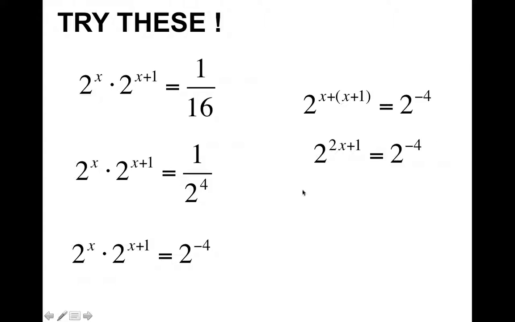Now I have that situation where I have 2 to some power equals 2 to some power. The only way for this to be true is if this power equals this power. So 2x plus 1 must equal negative 4.